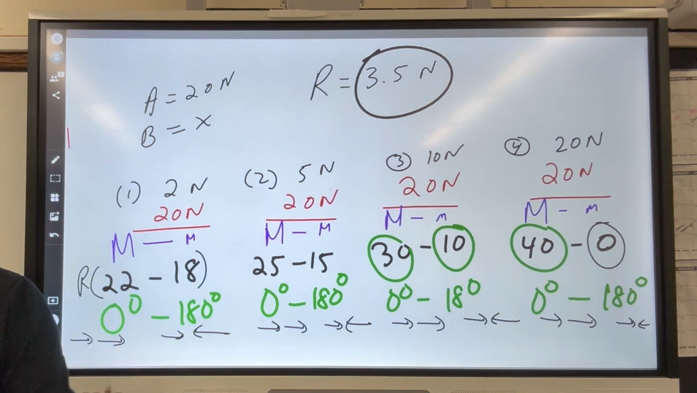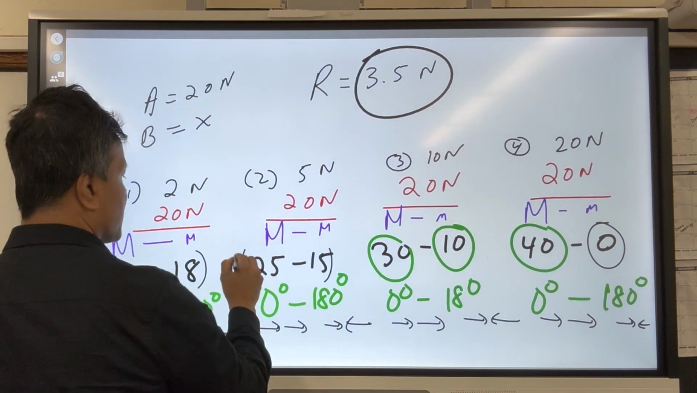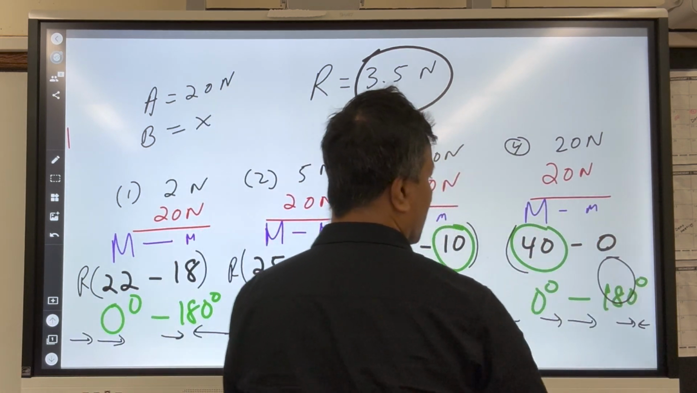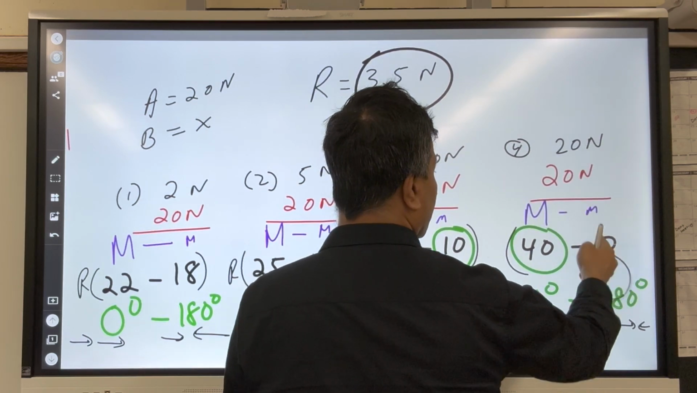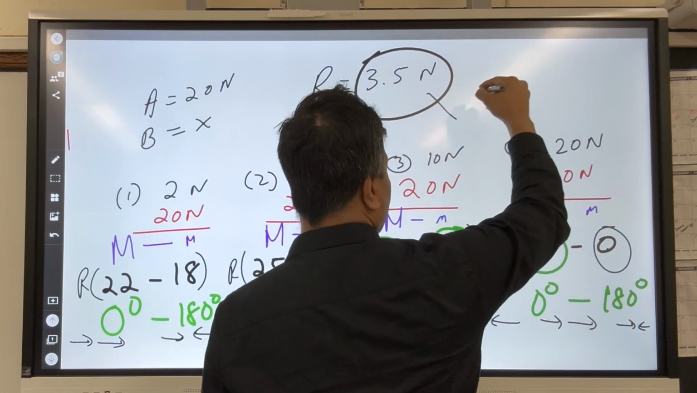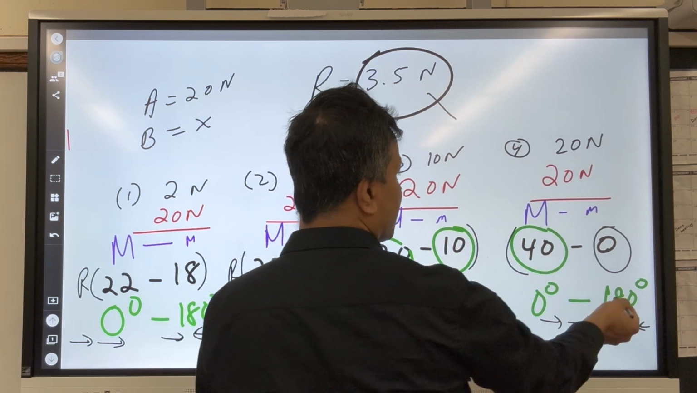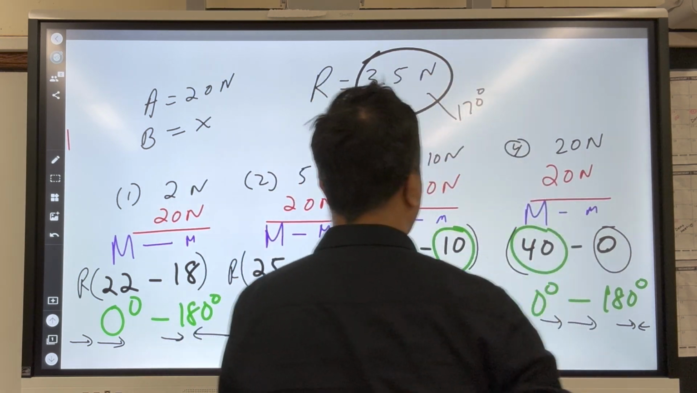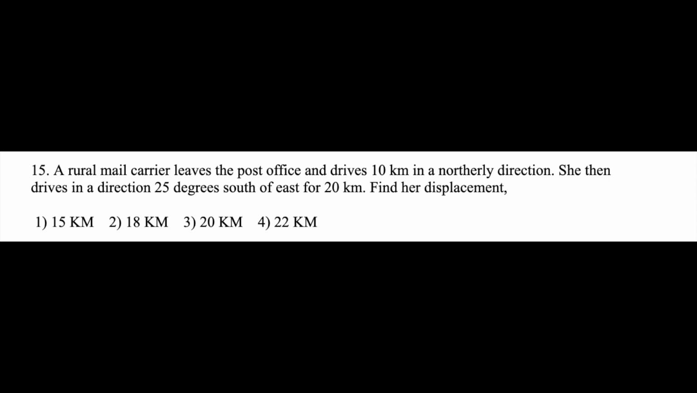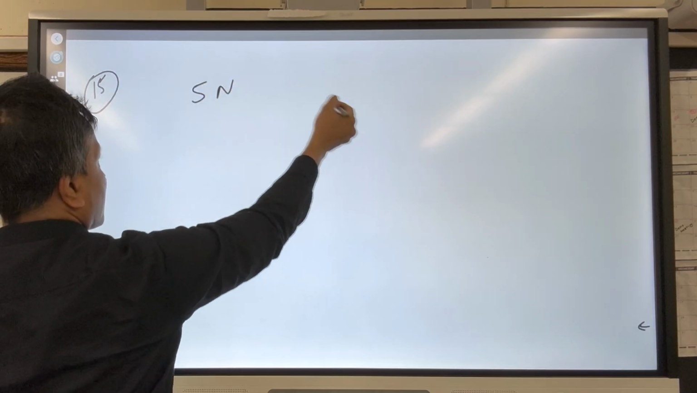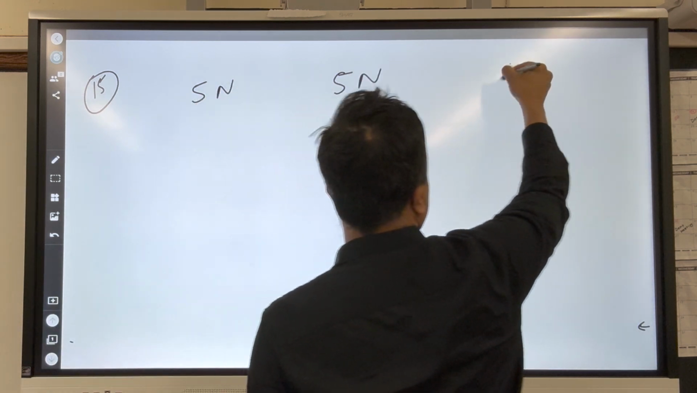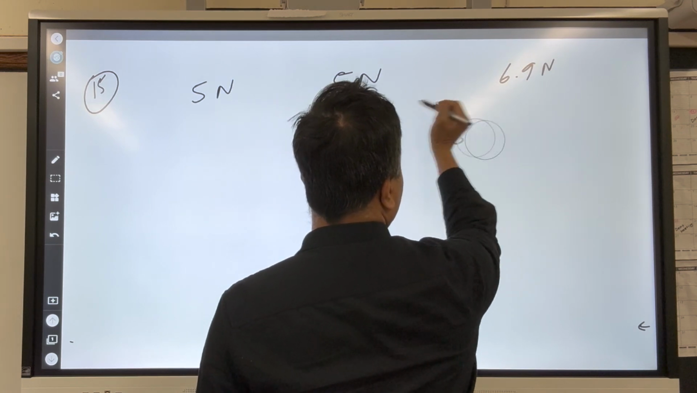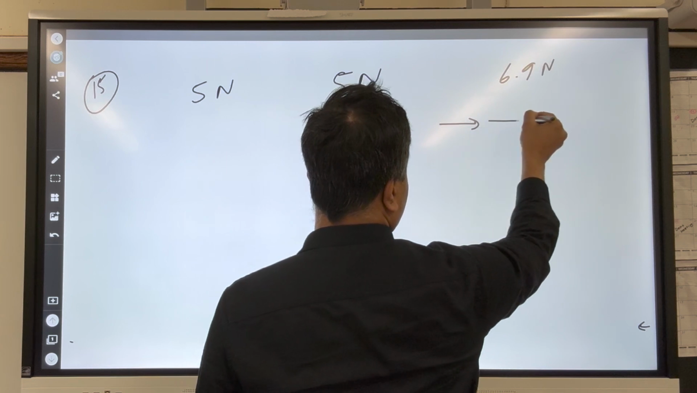In this range, do you have 3.5 possible? No. This range, do you have 3.5 possible? No. In this range? No. In this range, do you have 3.5 possible? Yeah. Maybe 170 degree will give you that, because 0 degree gives you 40, right? 180 degree gives you 0, right? So maybe 170 degree gives you 3.5. The 5 Newton gives you 6.9 Newton.